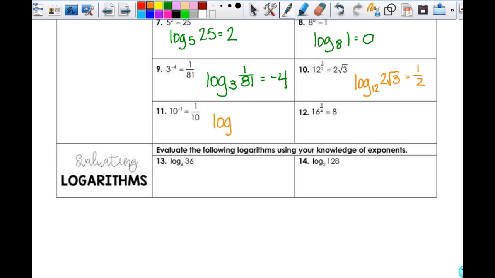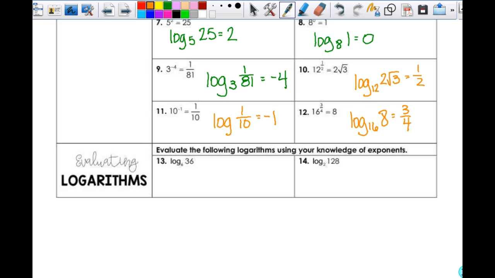Log, and then I wouldn't write a base because it's base 10, so the log of 1/10 is equal to negative 1. And then here, log base 16 of 8 equals 3/4. Okay? Everybody okay with all that? Yes? All right, so now we're going to do the next few.